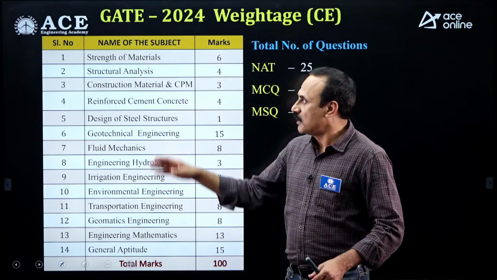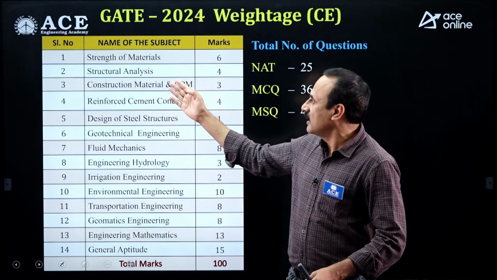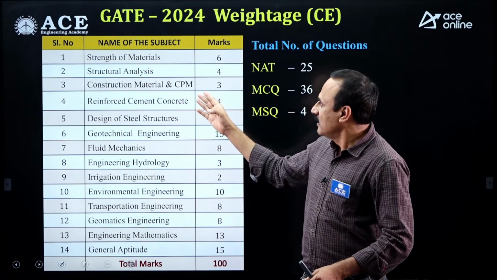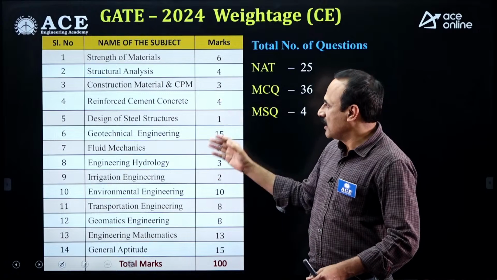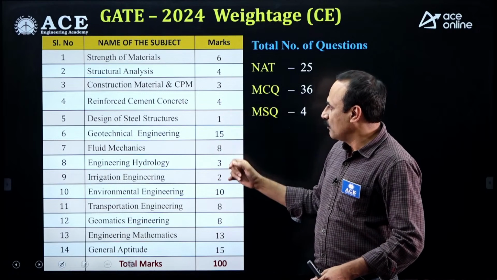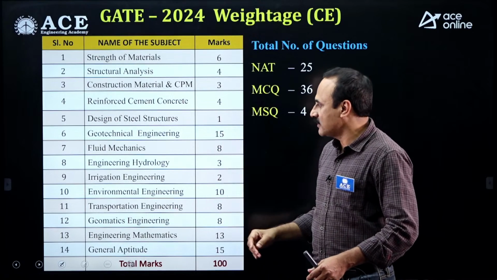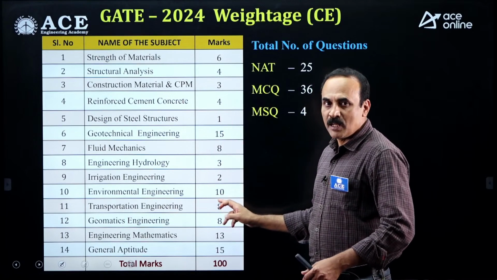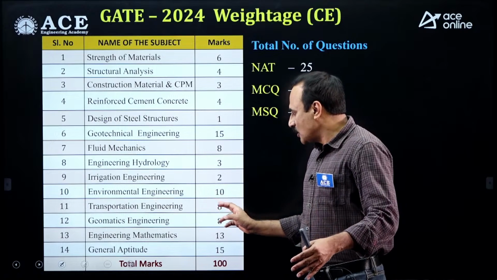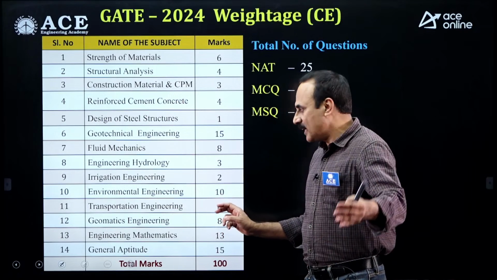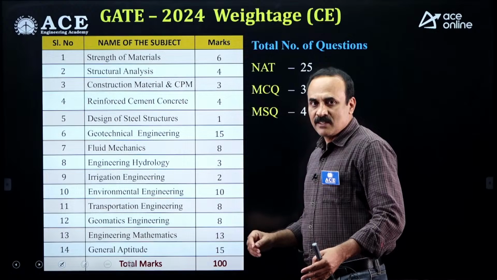Strength of material 6 marks, that may include engineering mechanics, structural analysis 4, CPM and PERT 3 marks, RCC, steel 1 mark. The highest weightage is from Geotech as usual, 15 marks, and the next highest is environmental. In the morning session, transportation was given higher weightage. Now the environmental is given higher weightage.